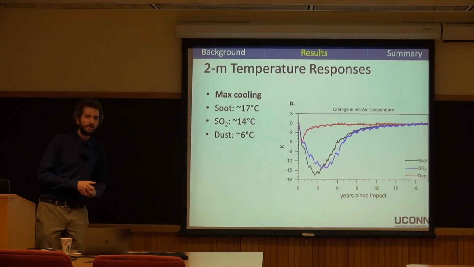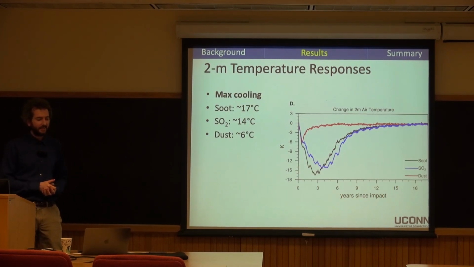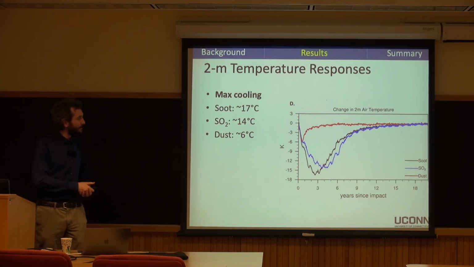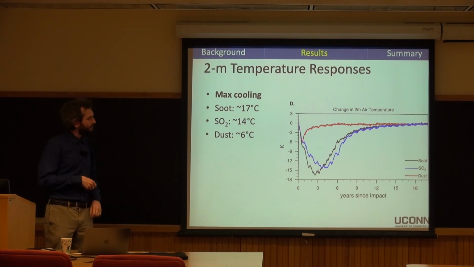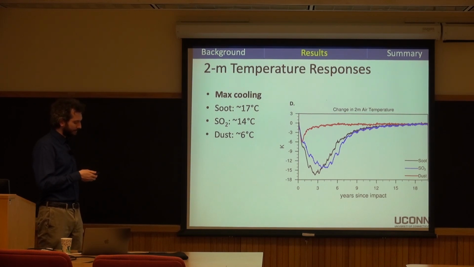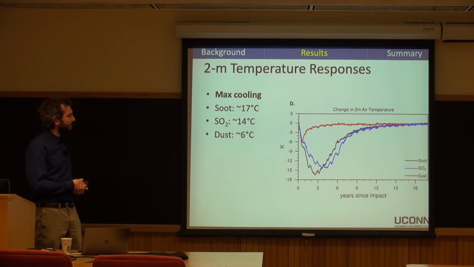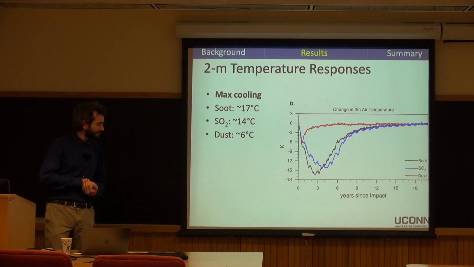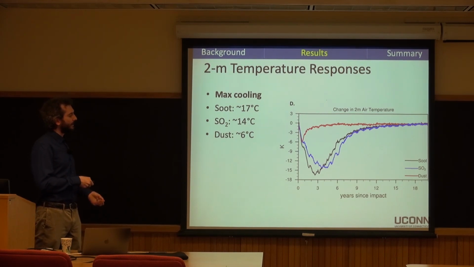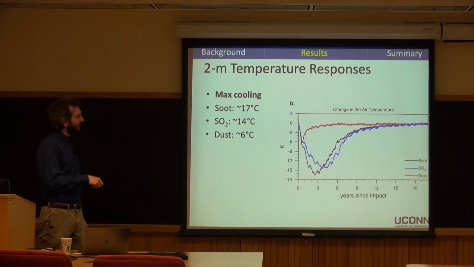All right. As you might expect, there's a significant temperature response due to these radiative perturbations. Here I'm showing the global average 2-meter temperature through time since the time of the impact. The greatest absolute cooling is due to the changes in the soot, about 17 degrees over the Earth's surface, even greater over land, about 10 to 11 degrees over the ocean. So extreme cooling that occurs pretty quickly.